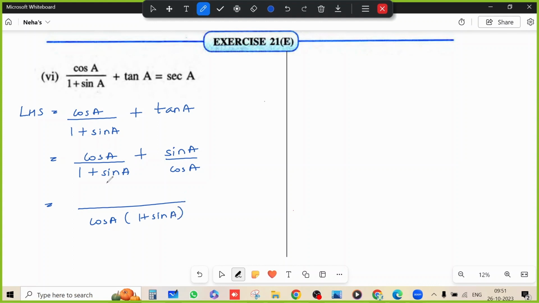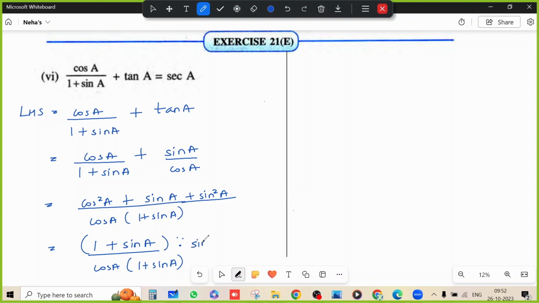This cos A will get multiplied here. So this will become cos square A plus sin A will get multiplied with 1 plus sin A. So it will become sin A plus sin square A. Now we know that cos square A plus sin square A is equal to 1. So we can write it as 1 plus sin A divided by cos A into 1 plus sin A. Now this is by the trigonometric identity that sin square theta plus cos square theta is equal to 1. So we have written 1 over here.